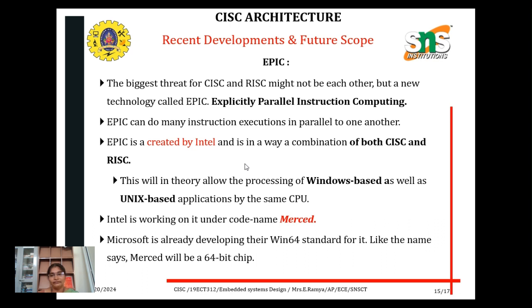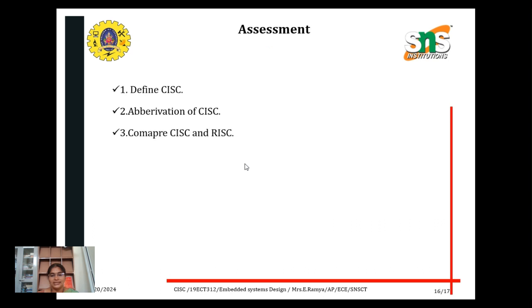Recent development and future scope of CISC and RISC is EPIC. EPIC means explicitly parallel instruction computing. EPIC can execute many instructions in parallel with one another. EPIC is created by Intel and it's a combination of both CISC and RISC. Intel is working on it under the code name Merced.